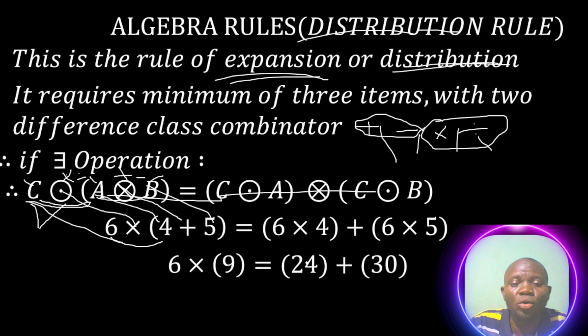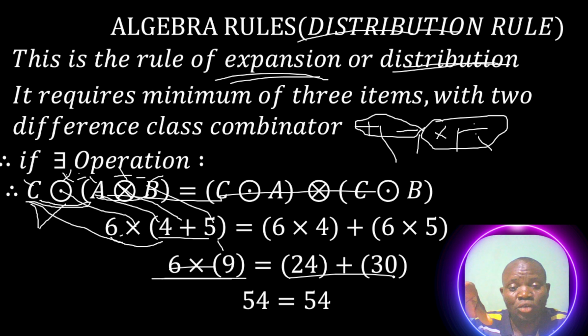So what are we going to get? 4 plus 5 is 9, and multiplied by 6 we have 54. And this one is 24 plus 30. You can see this is a situation where we have two parts that lead to only one answer. These expressions are not exactly the same, but they give us the same answer, which is 54. This is exactly what distribution is all about.